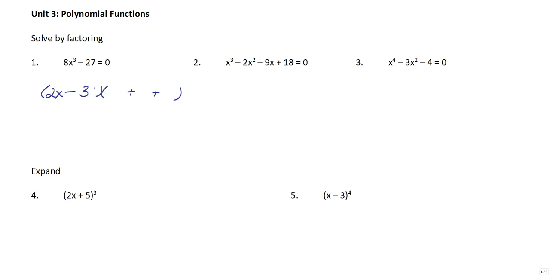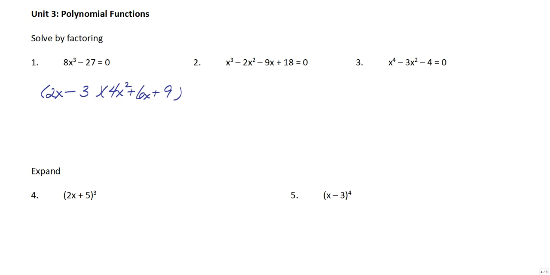So the cube root of 8x cubed would be 2x, and the cube root of 27 is 3. Now, the first term is the first term squared. So 2x times 2x is 4x squared. And 3 squared is 9. So the last term squared goes in the last spot. Now that middle spot, we just multiply these two together. So 3 times 2x would be 6x. And we're done. That's the factoring step.